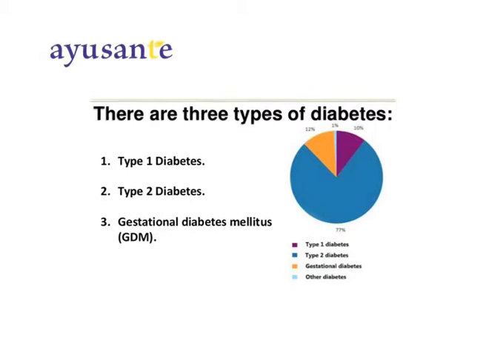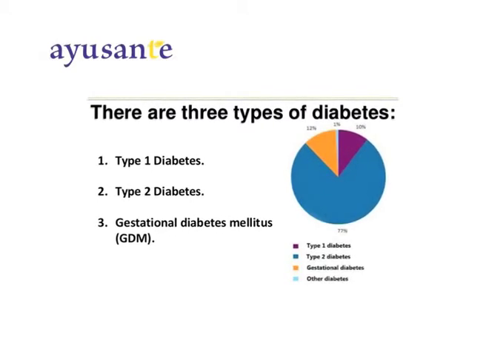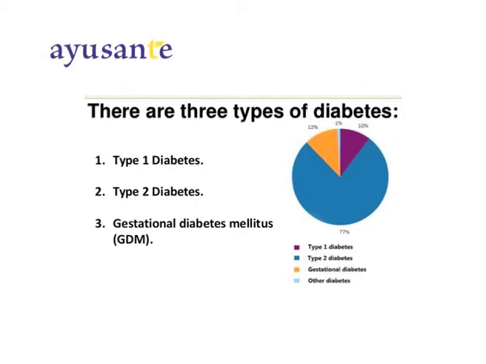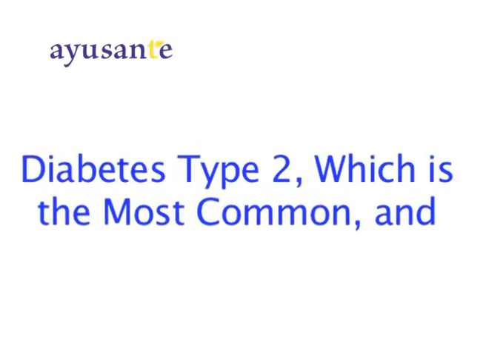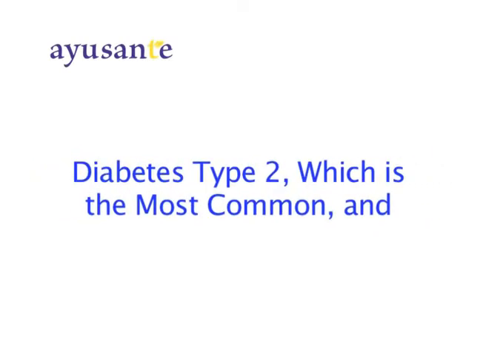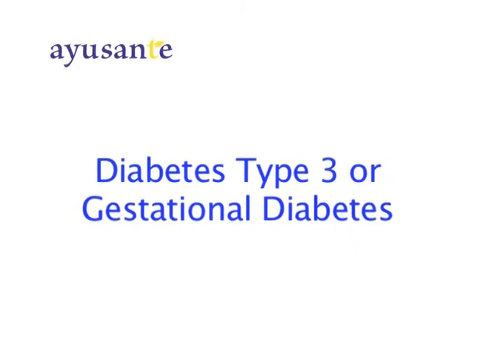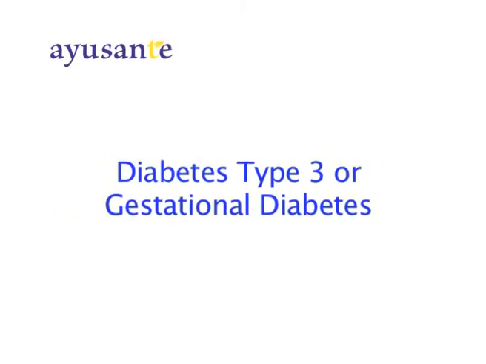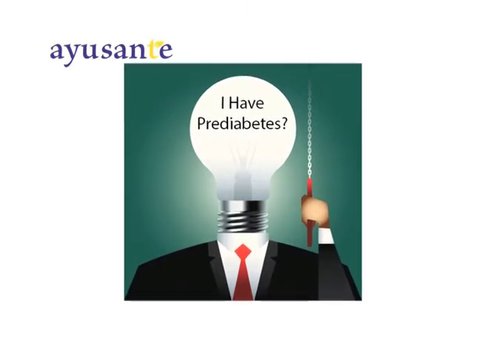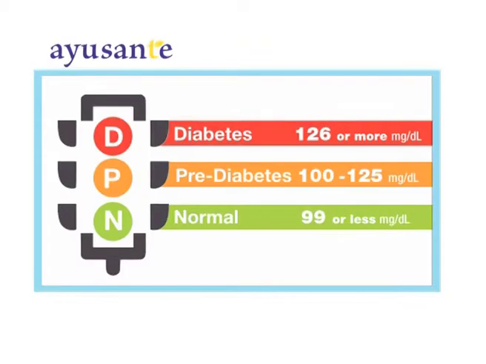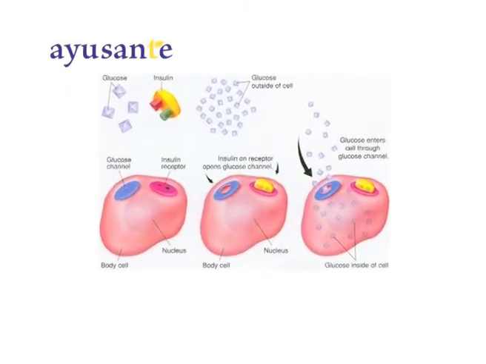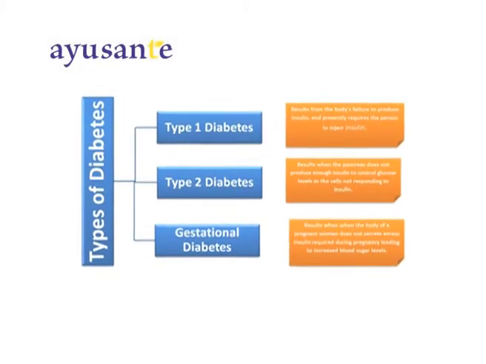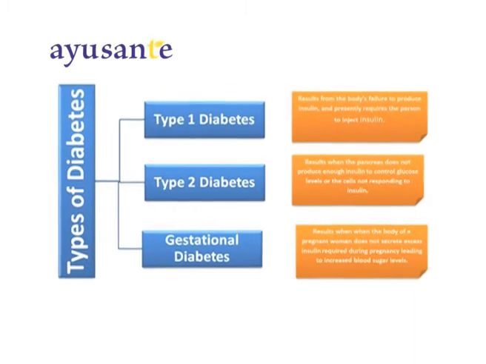Diabetes is also known as diabetes mellitus and is of three types, one type being the most common. These three types are diabetes type 1 or juvenile diabetes, diabetes type 2 which is the most common, and diabetes type 3 or gestational diabetes. There is also pre-diabetes when the blood sugar levels are high consistently but not enough for it to be termed as diabetes. Care needs to be taken at that stage itself, otherwise it can develop into diabetes. So now, let's explain the different types of diabetes as well as what happens when someone suffers from them.